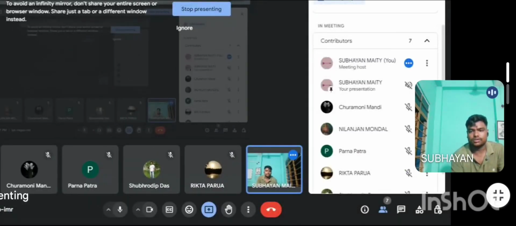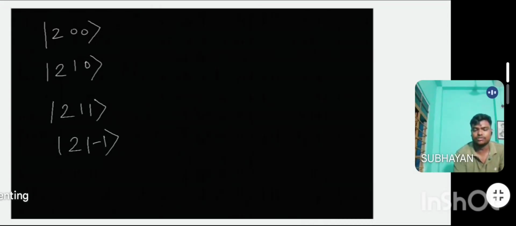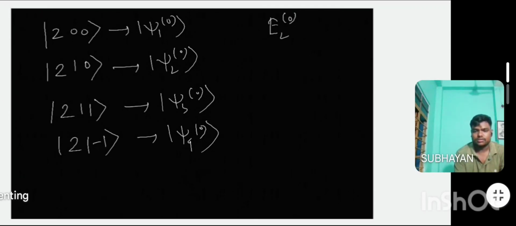Okay. So these 4 states have the same energy eigenvalue, which is E2 naught. Suppose I am writing this as psi 1 naught, this is psi 2 naught, this is psi 3 naught, and this is psi 4 naught. Okay. Now you can say that these 4 have the same energy eigenvalue. This means all are degenerate. All the 4 states are degenerate.